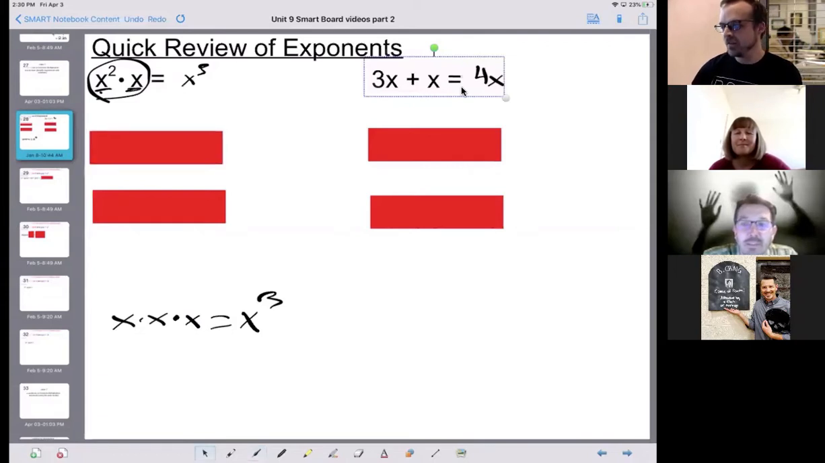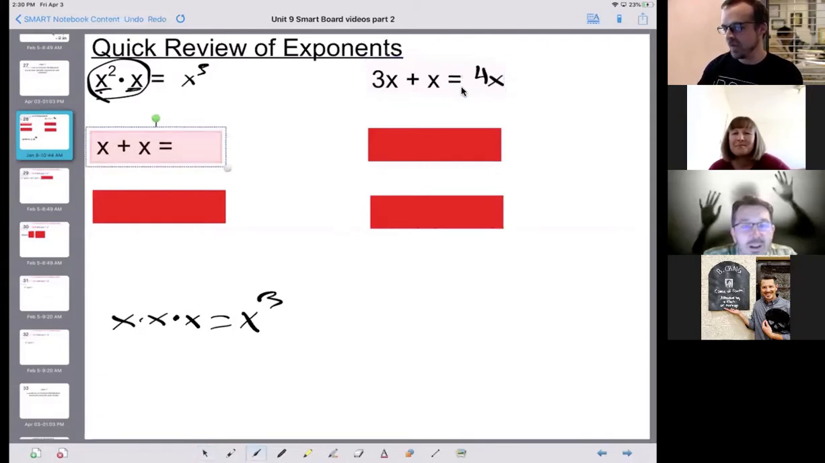Our next example, we have x plus x. And like Mr. Craig just said, if you had an x and then you had another x, you've got 2 x's. 2 x's. Snap. Right? They live in Texas.